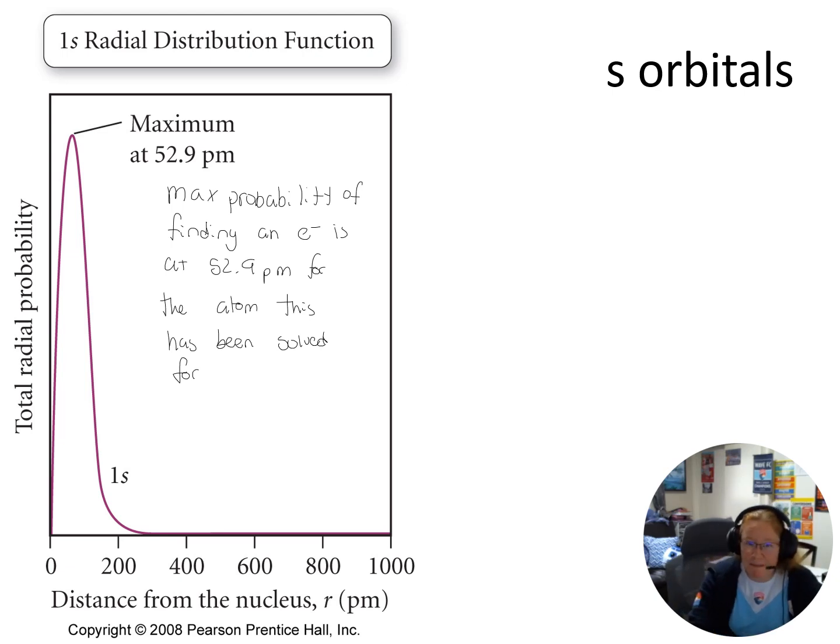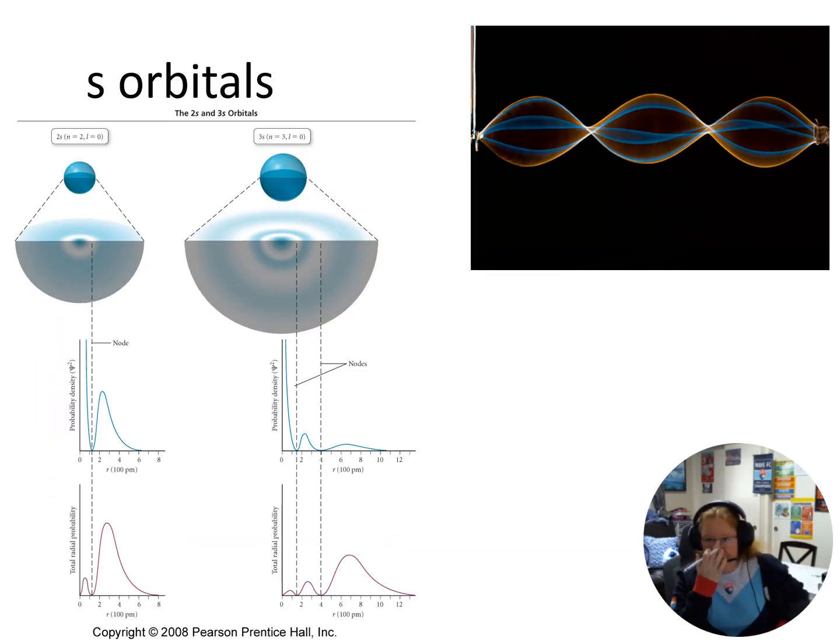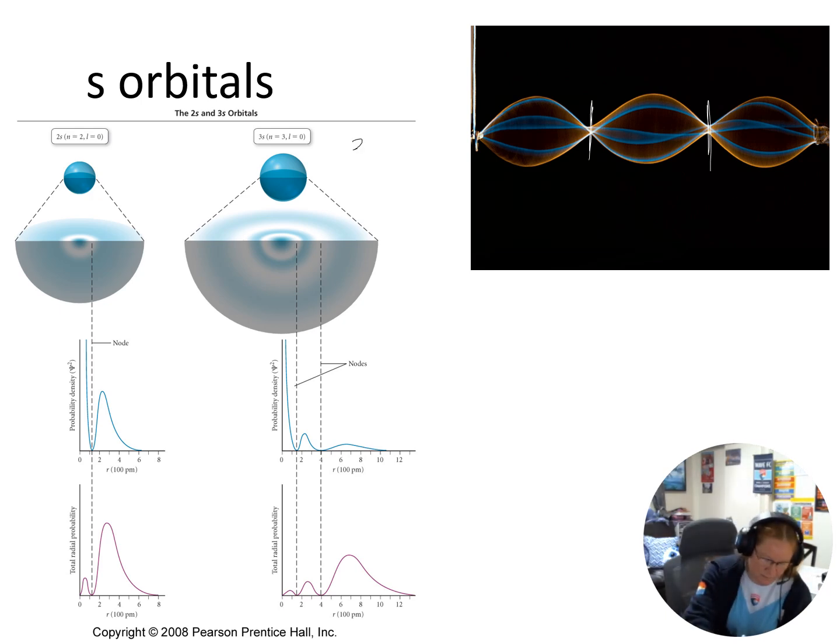Now when we think about the nodes, I have a string there so you can see as it goes. Here there would be a node, and here there would be a node. Those are places where the wave cancels out and the probability of finding an electron drops to 0. If you notice on my cutaways for the 2s and the 3s, the probability equals 0 at the nodes.